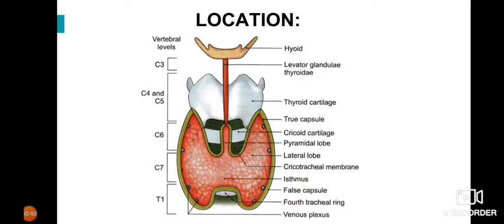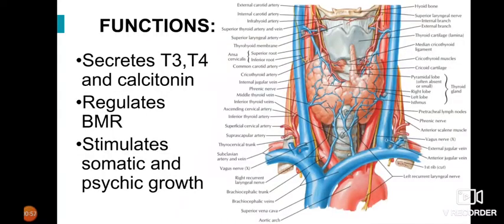First is the location. The thyroid gland lies against the C5, C6, C7 and T1 vertebrae and it encircles the trachea posteriorly. The isthmus extends from the second to the fourth tracheal rings. What are the main functions of the thyroid gland? It secretes T3, T4 and calcitonin. It regulates BMR and stimulates somatic and psychic growth.